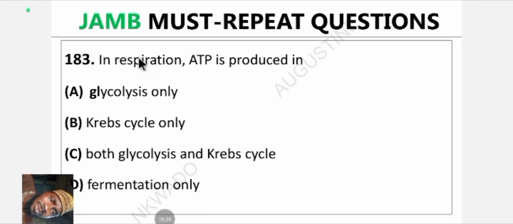Question 183. In respiration, ATP is produced in A. Glycolysis only. B. Krebs cycle. C. Both glycolysis and Krebs cycle. D. Fermentation only. What's the answer? Drop the answer in the comment section.